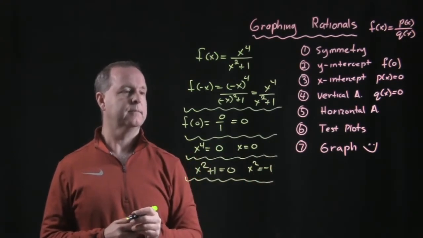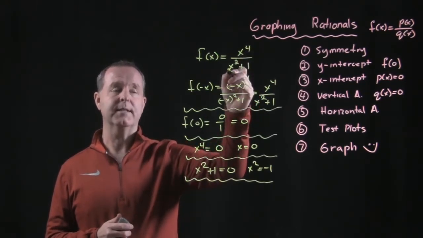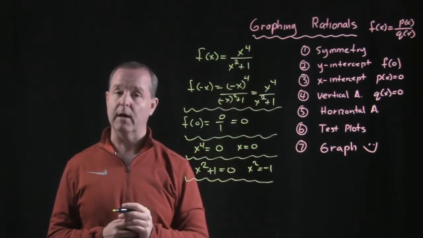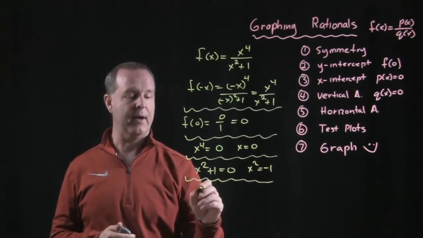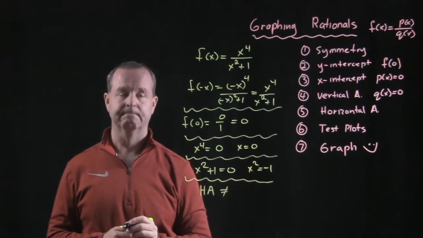Horizontal asymptote. Look at the ratio. I have a degree 4 and a degree 2. The numerator is greater than the denominator. When that happens, remember what that was? The horizontal asymptote, there isn't one.